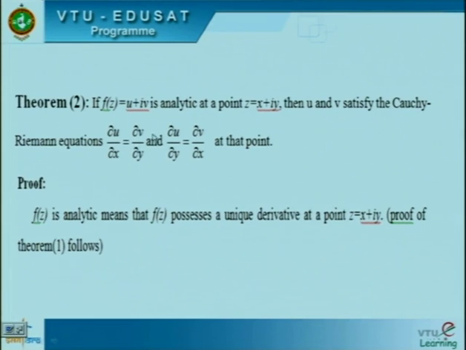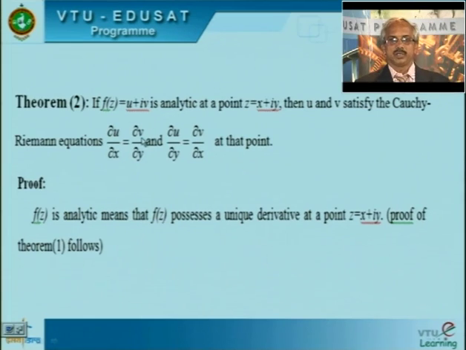∂u/∂x = ∂v/∂y, and ∂u/∂y = -∂v/∂x at that point. The proof is similar to the above theorem. It is just by taking f(z) analytic, which means that f(z) possesses a unique derivative at that point. So the proof is similar.